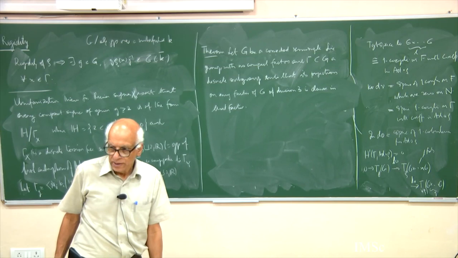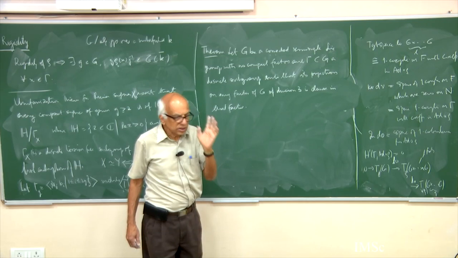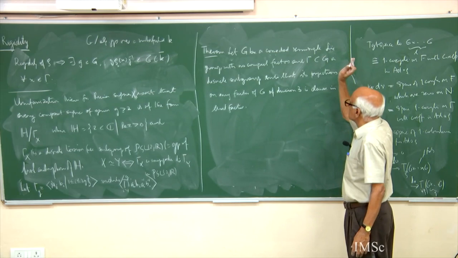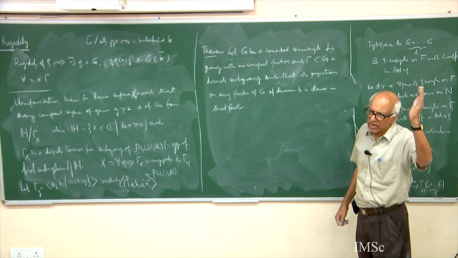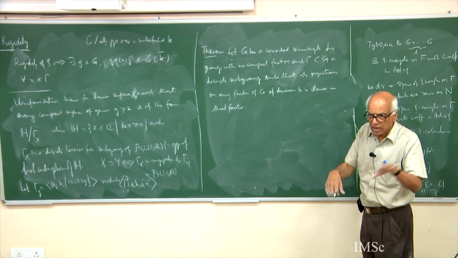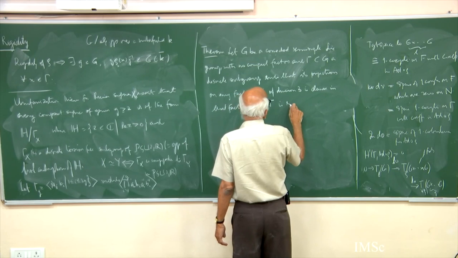I'm allowing factors of PSL2 or SL2. Once I throw out compact factors, the only non-compact simple Lie groups of dimension 3 are SL2 and PSL2, or coverings of SL2. So the assumption is that if SL2 occurs at all as a factor, then the projection on that factor must be dense. If you do that, then gamma is rigid. When I say gamma is rigid, I mean the inclusion of gamma in G is rigid.